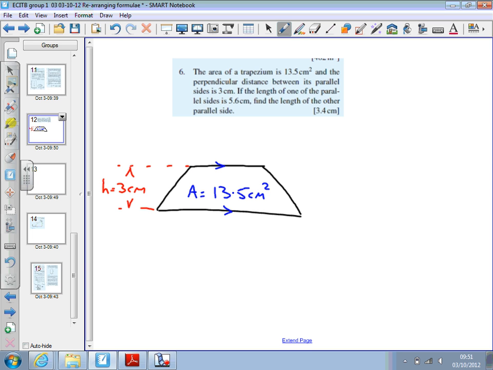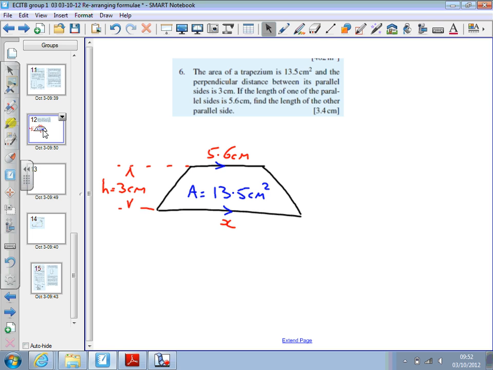So that's a roundabout way of telling you the height is 3 centimetres. But the words engineers use are perpendicular distance. You need to know what that means. That's what it's telling you. If the length of one of the parallel sides is 5.6, find the length of the other parallel side. So I don't know whether the answer I'm going to end up with is going to be longer or shorter than that. I might have written them the wrong way around, but that's not the important thing.